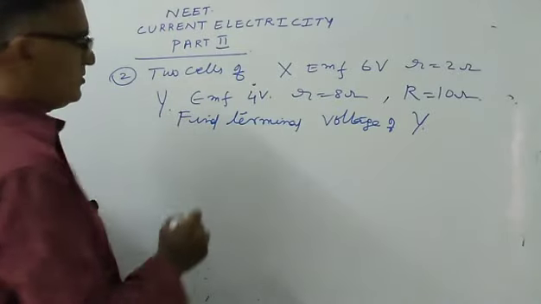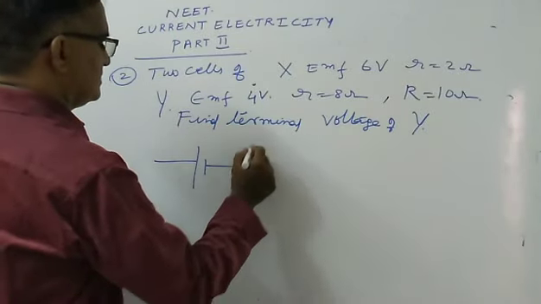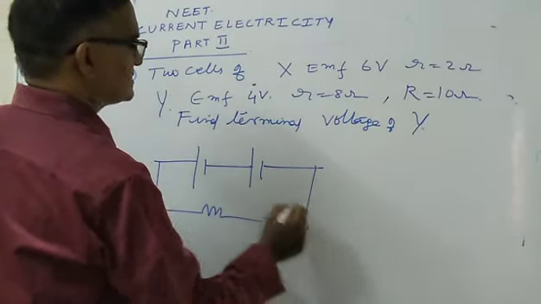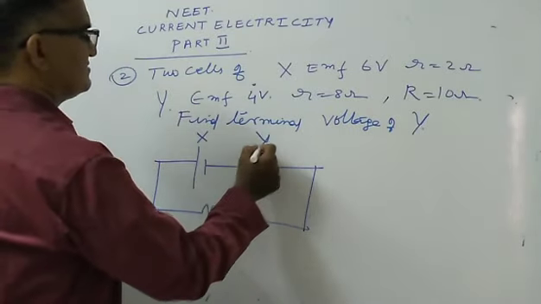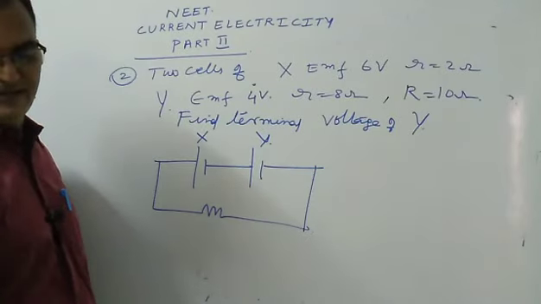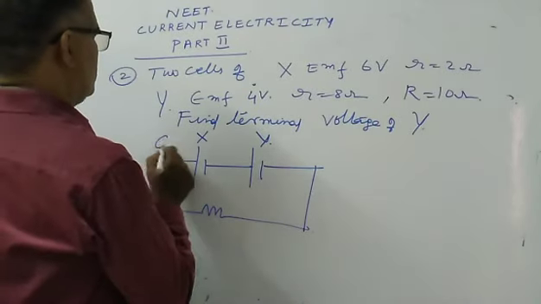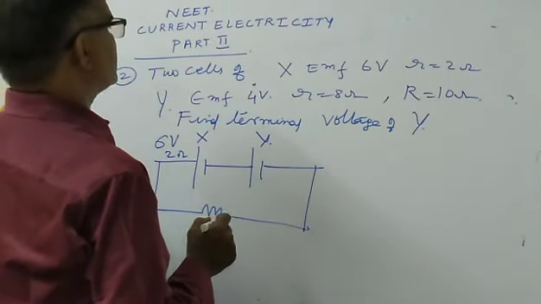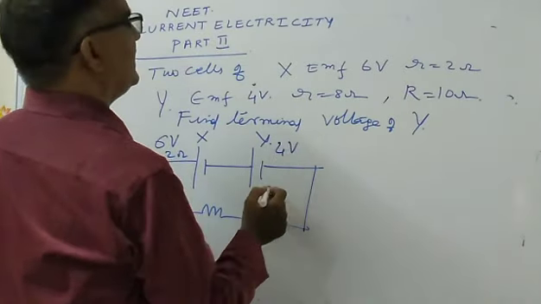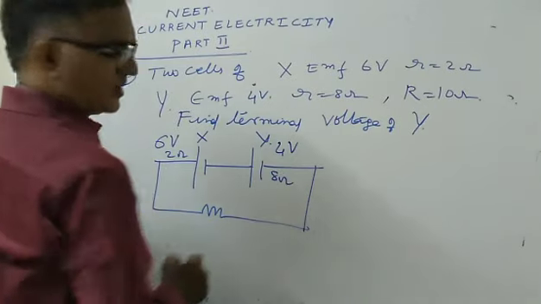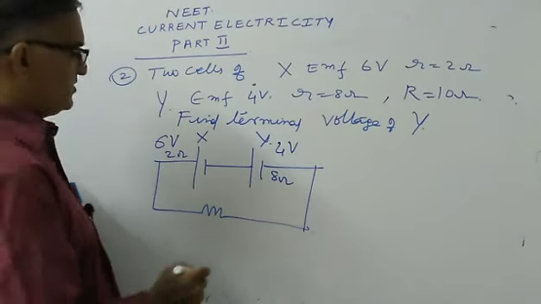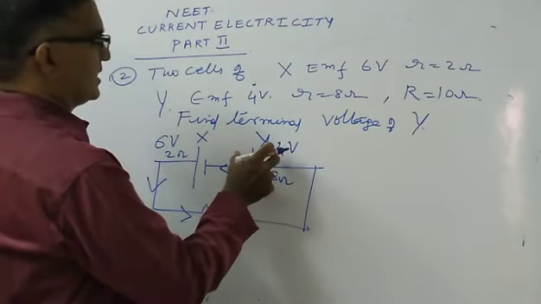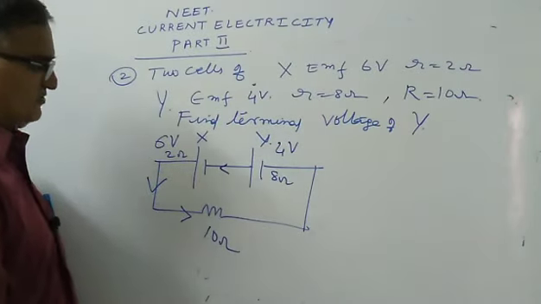Now if you draw the circuit diagram here, this is X and this is Y, with the external resistance. X is 6 volts with internal resistance 2 ohms, and Y is 4 volts with internal resistance 8 ohms. The external resistance is 10 ohms. Current will be passing like this. Across Y, you want to find the potential difference.